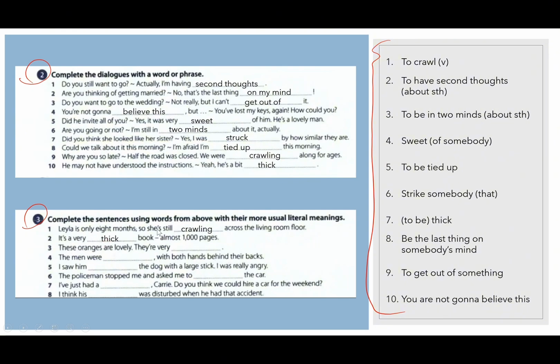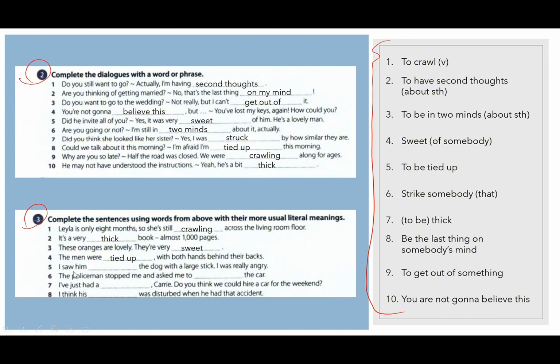All right, opposite of thin. Okay. Number 3. These oranges are lovely. They're very, that's a given. It's easy. They are very sweet. All right, number 4. The men were what? With both hands behind their backs. The men were tied up with both hands behind their backs. Okay, you get it? All right.